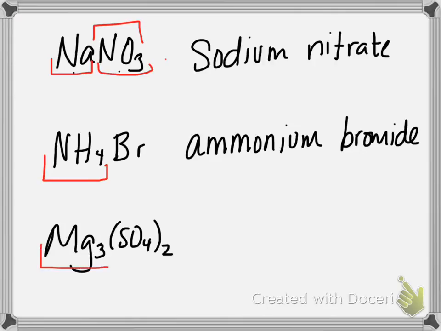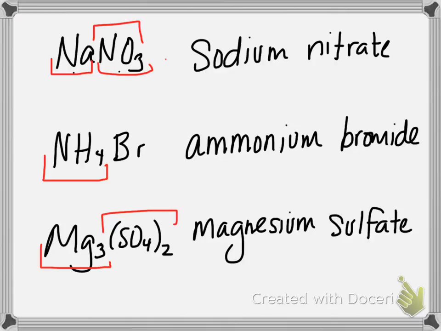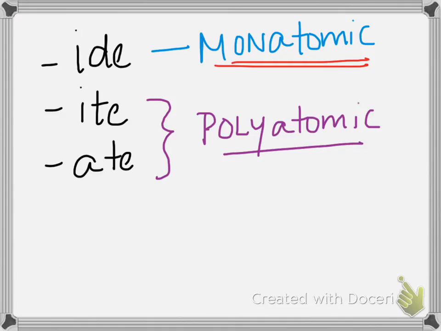Okay, last one. When we look down here, we see 3 magnesium ions and 2 of those. Oh, what are they called? You'll need your chart to look it up. But it's a sulfate ion. So this is magnesium sulfate.